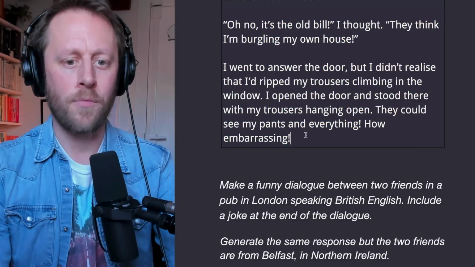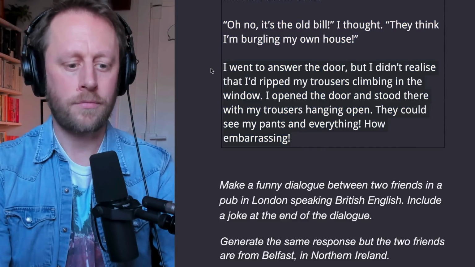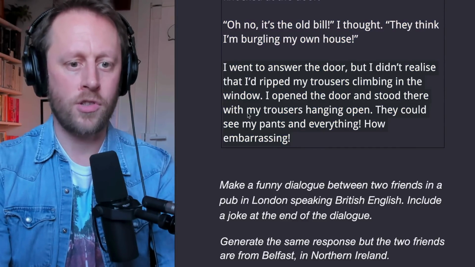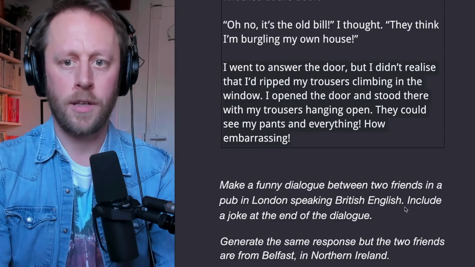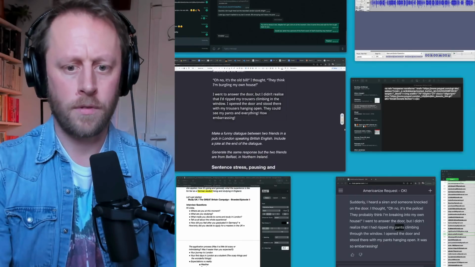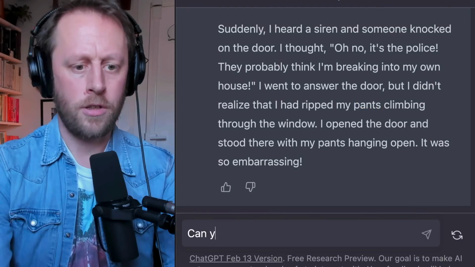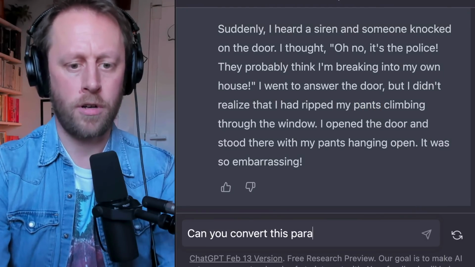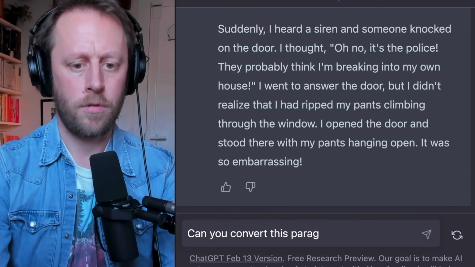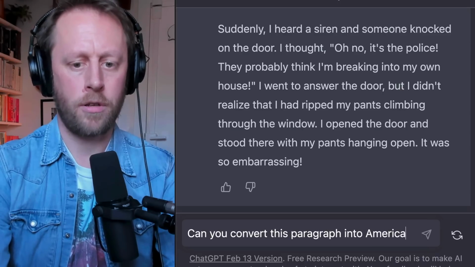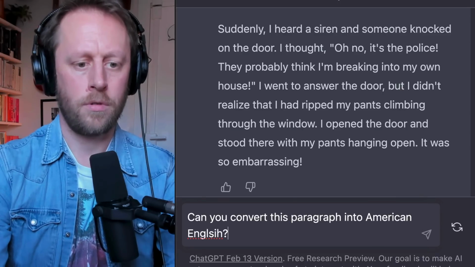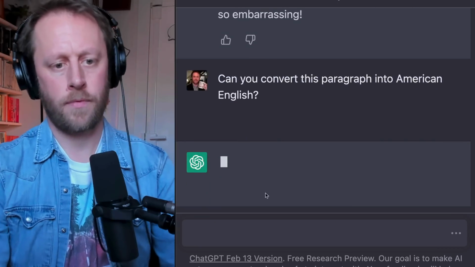I'm going to try again with just that paragraph to see if it's because I distracted it with too much text. Maybe that's what's going on here. Can you convert this paragraph into American English? Just spell English correctly. Come on then.